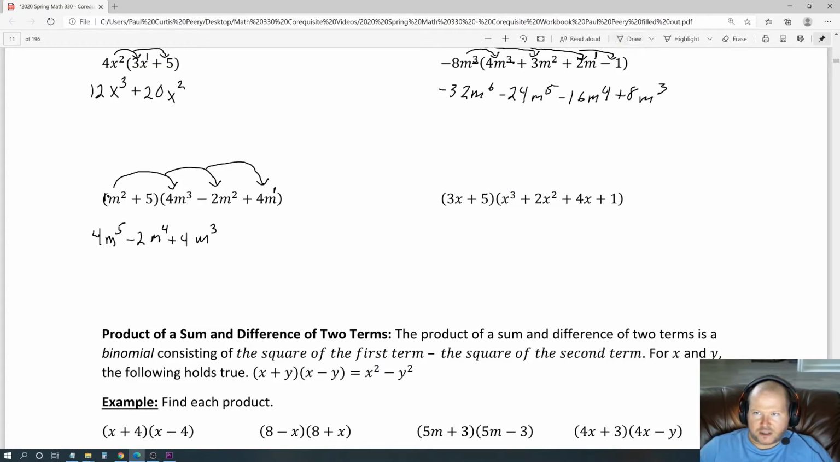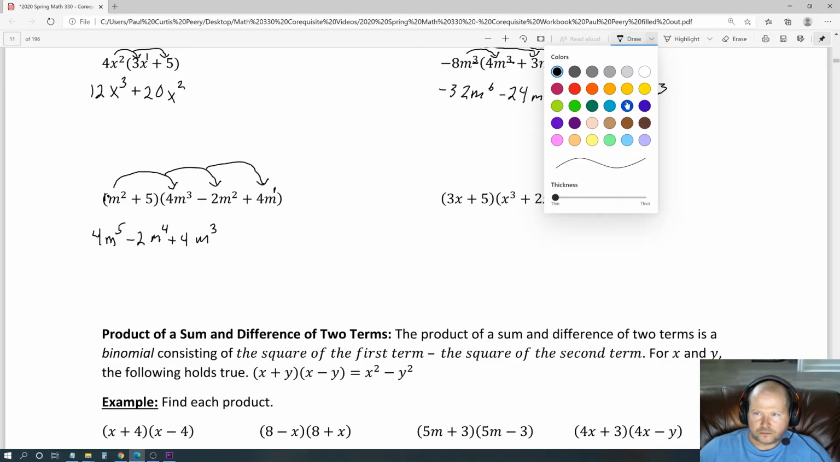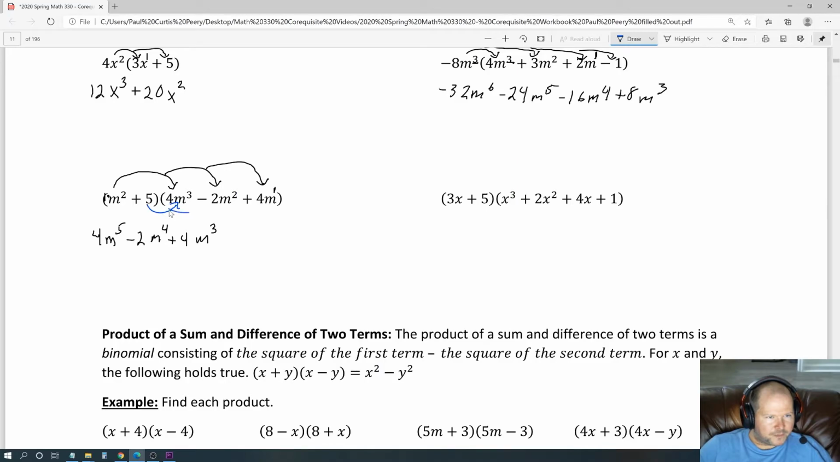Okay, let's try a different color here. Try blue. All right, so now we're going to do the same thing with the second one, right? Same kind of process though.